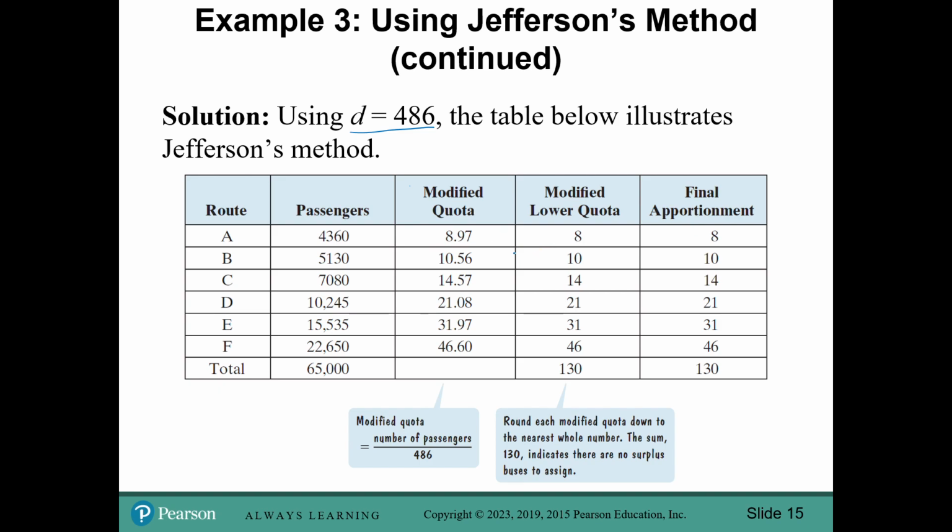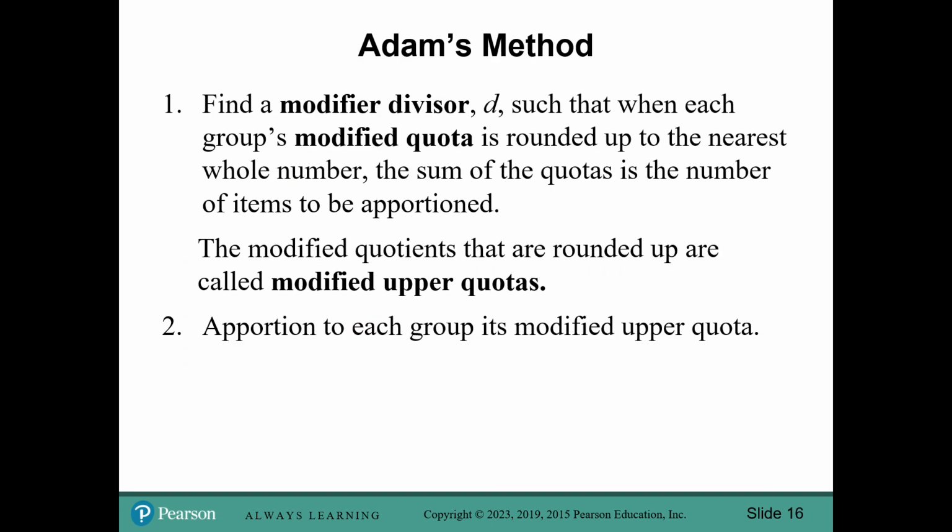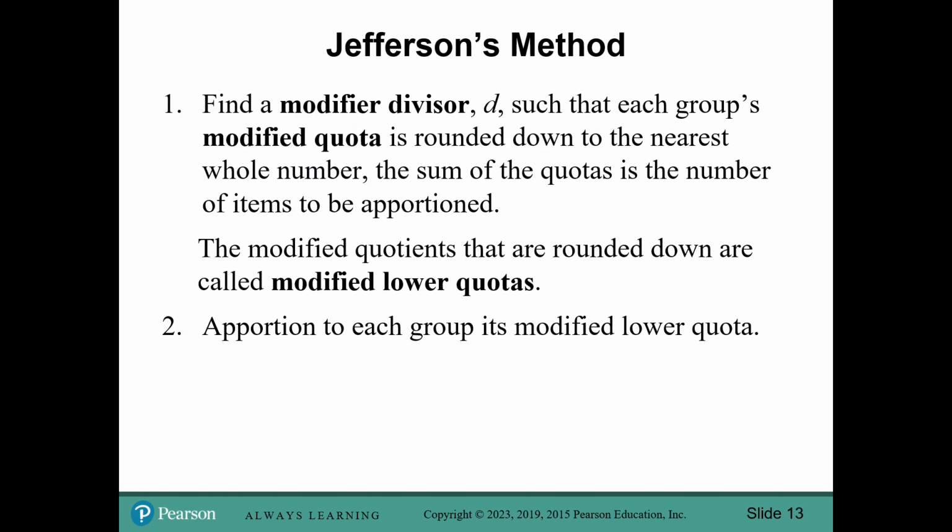So we're rounding each modified quota down to the nearest whole number, and the sum, 130, indicates that there are no surplus buses to assign. Okay? Because we wanted it to add up to 130. That is using Jefferson's method. Okay? So he came up with a modified divisor, D, such that each group's modified quota is rounded down to the nearest whole number, and the sum of the quotas is the number of items to be apportioned.